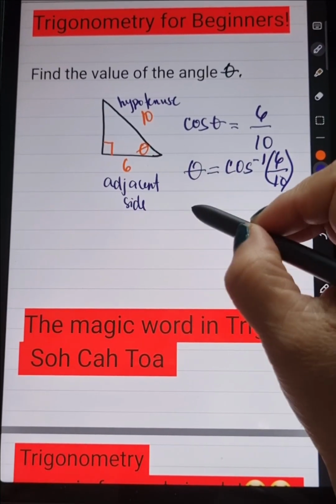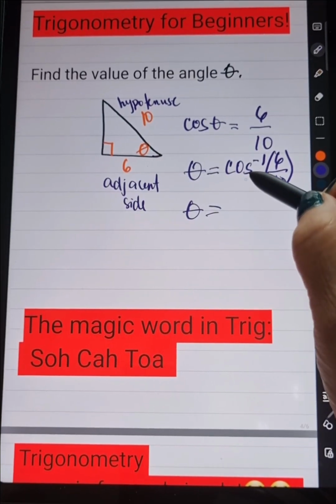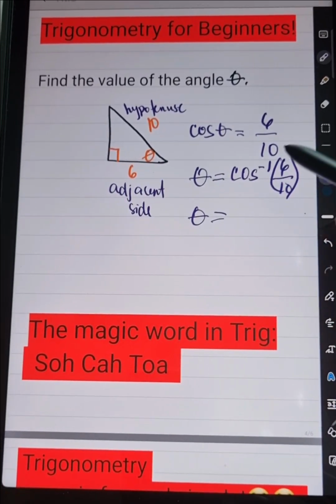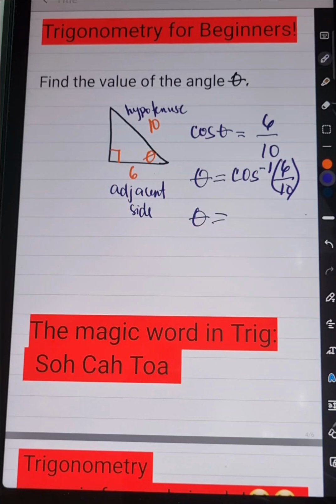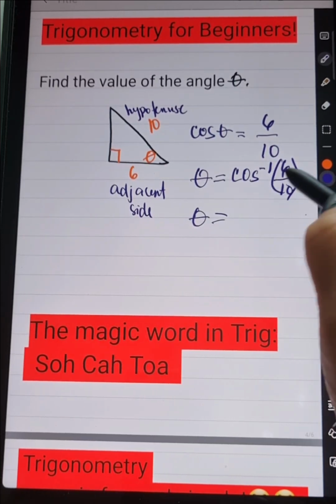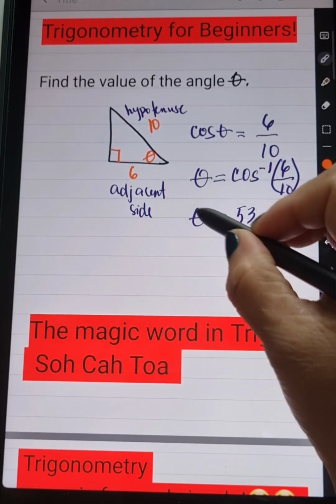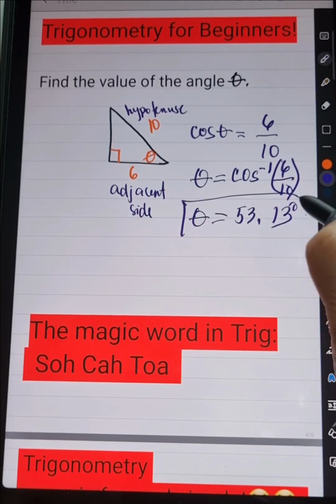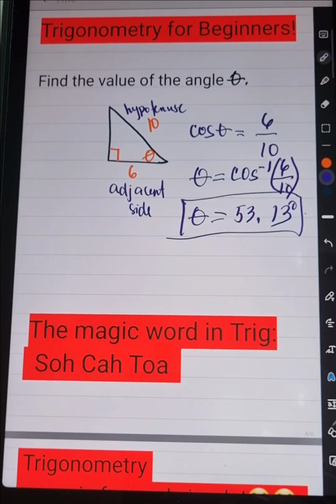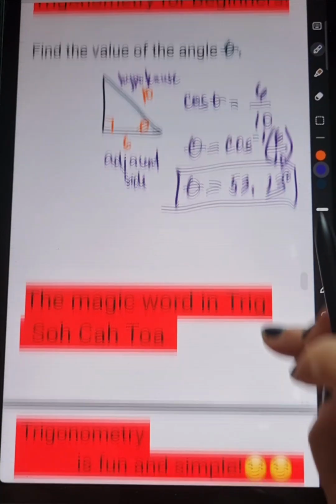So again, press your calculator, cosine. You need to press shift or inverse, something like that. It depends on the key there in your calculator. So we have inverse cosine of 6/10 rounded off to two decimal places is 53.13 degrees. This is in degrees. Okay, so make sure that the mode is in degree. Okay, next.